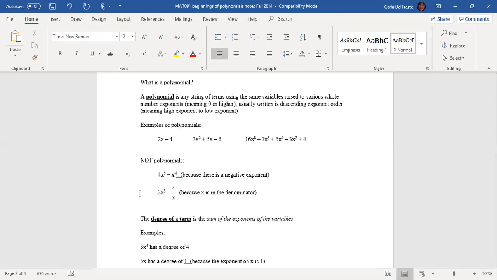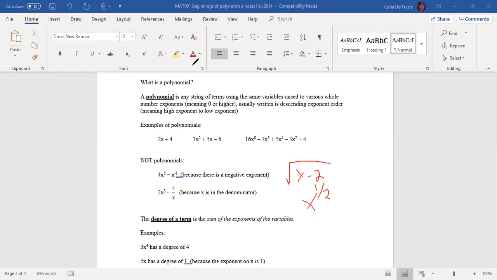Let's add a few more examples in here. The square root of x minus 2. That's not a polynomial, okay? x to the 1/2. That's not a polynomial because it has a fractional exponent. So those are some more examples of what's not a polynomial.